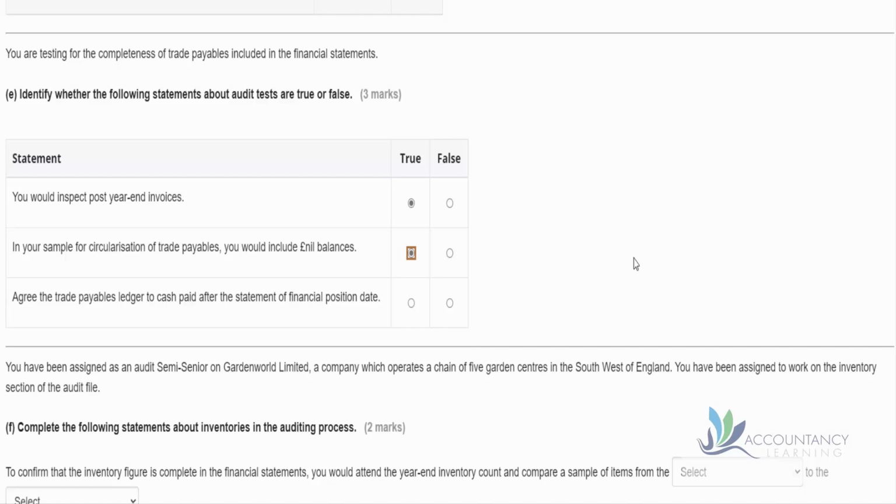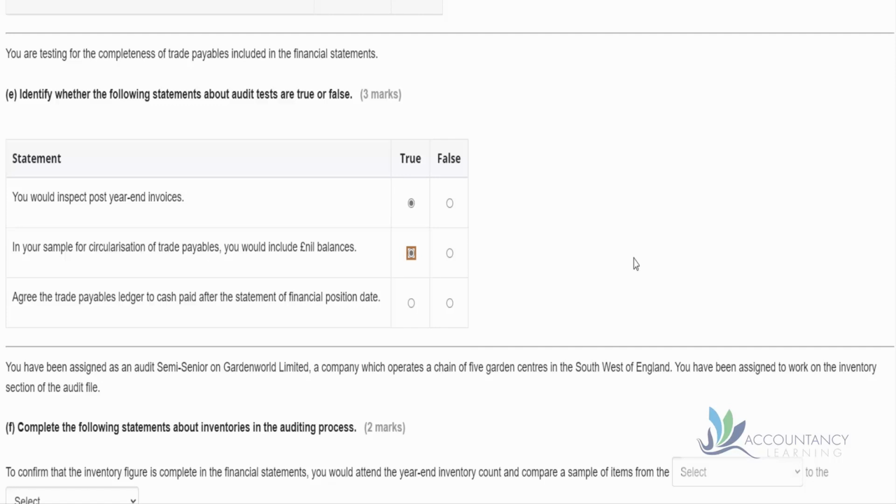And then agree the trade payables ledger to cash paid after the statement of financial position. So yeah, if we paid money after the end of the year, that will suggest that we owed the money in the first place. So yeah, that would be a good test, wouldn't it? But it wouldn't be a test of completeness. That'd be a test of existence.